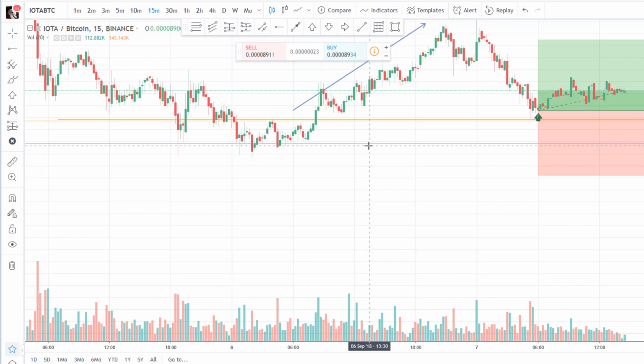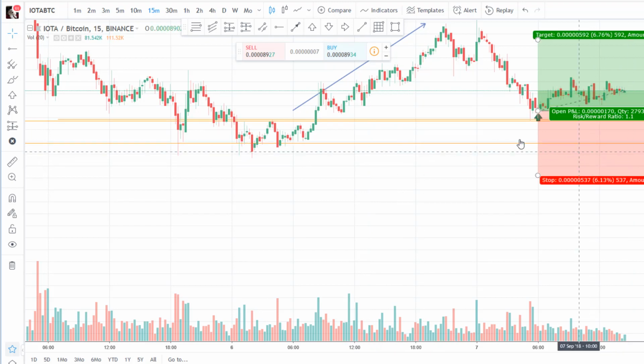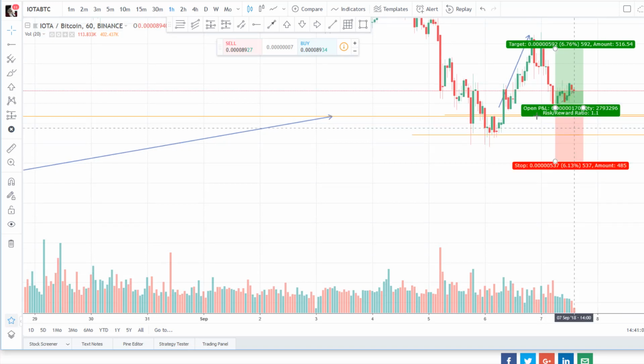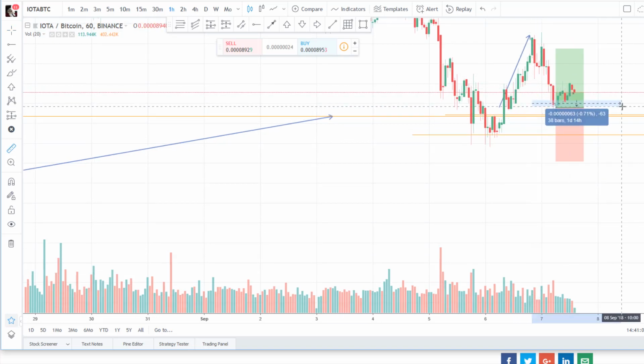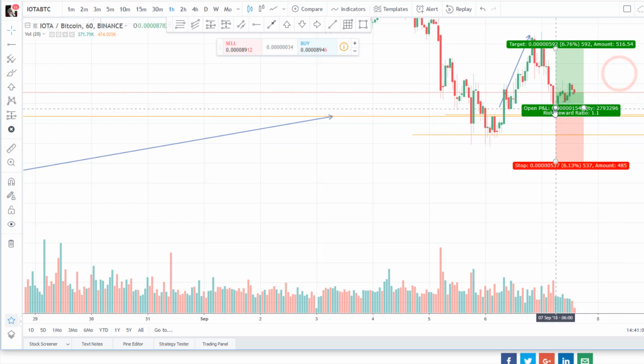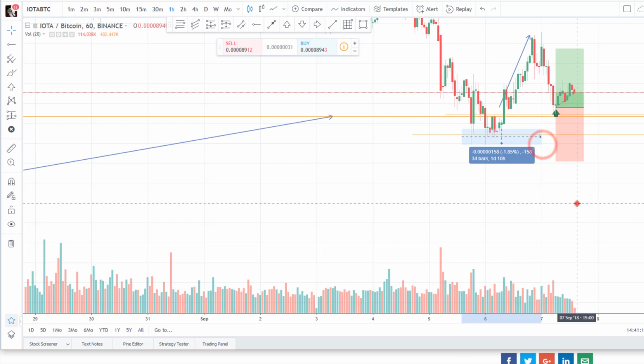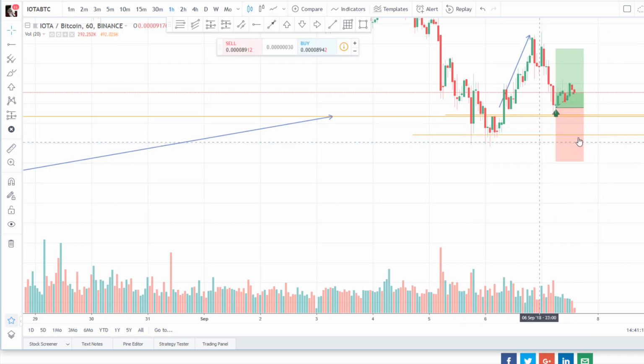Obviously, if Bitcoin dumps right now, and if we look at the 1 hour time frame, this is the last, what you would say, support area. And that means that if this breaks down, then it's most likely going to test this area as well. So I want to be out of that trade potentially.